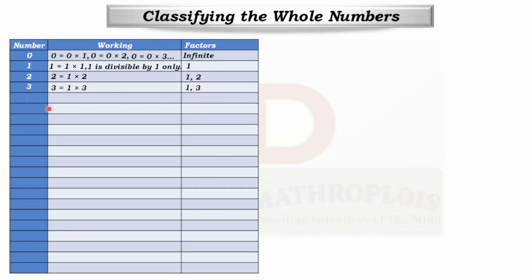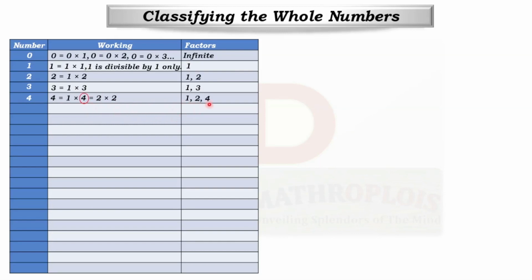Next number is 4. Let us do some working to find possible factors of 4. 1 multiplied by 4 is equal to 4. 2 multiplied by 2 is equal to 4. And there is not any other factor of 4. In this case, first factor is 1, second factor is 2, third factor is 4 itself.